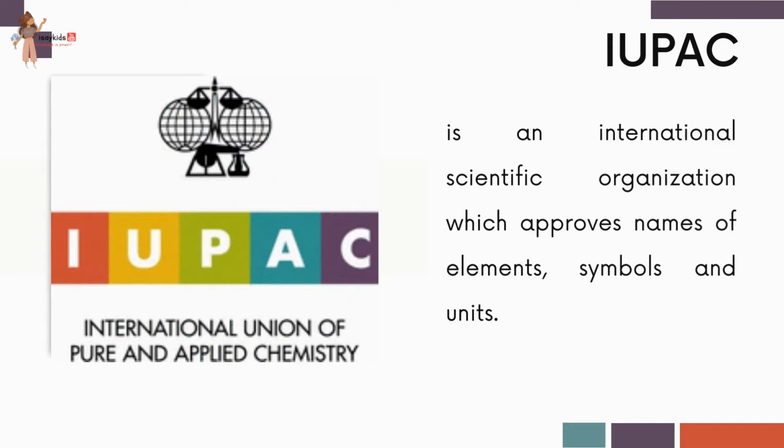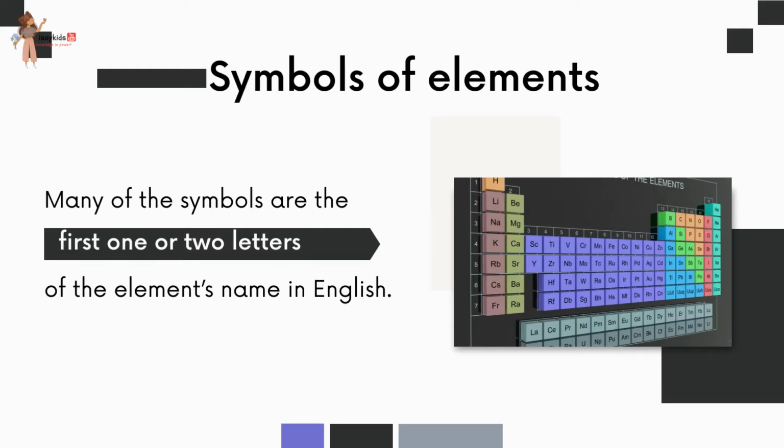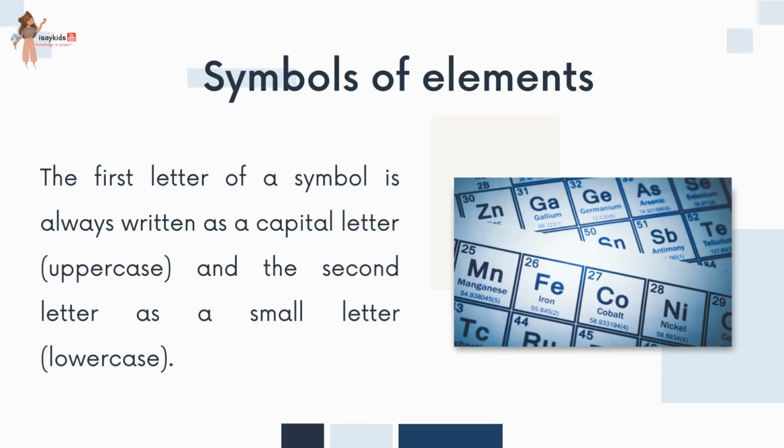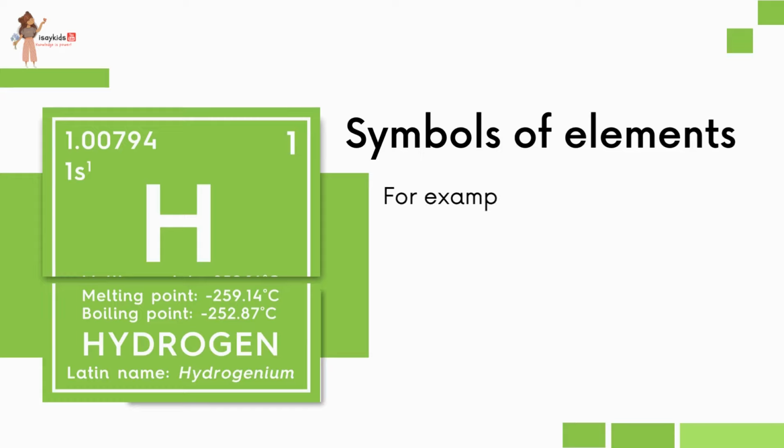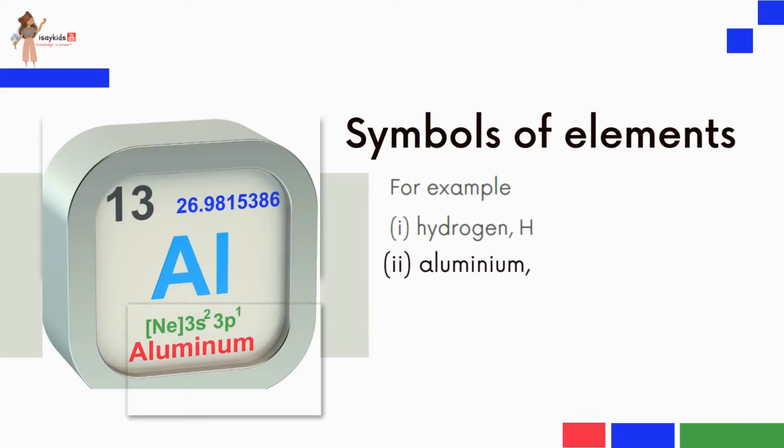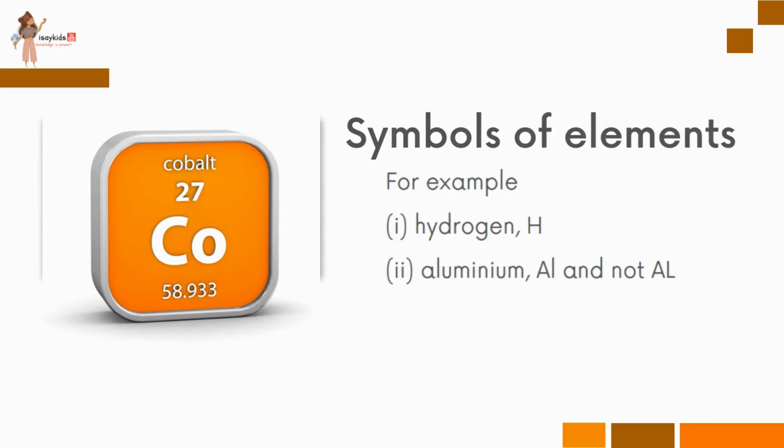Nowadays, IUPAC, which is the International Union of Pure and Applied Chemistry, is an international scientific organization which approves names of elements, symbols, and units. Many of the symbols are the first 1 or 2 letters of the element's name in English. The first letter of a symbol is always written as a capital letter and the second letter as a small letter. For example, hydrogen is H, aluminium is Al, and not capital A and capital L. Cobalt is capital C and small o.